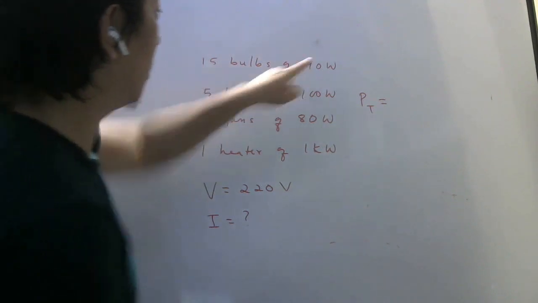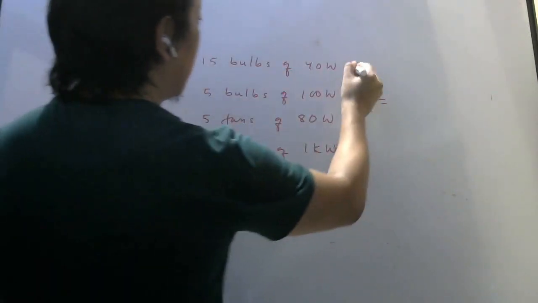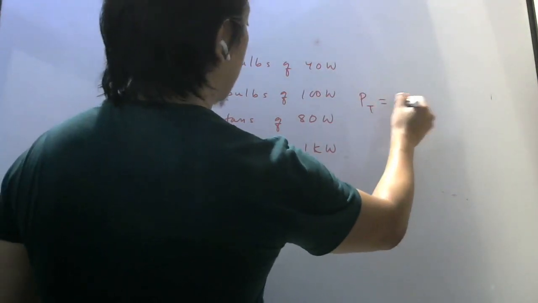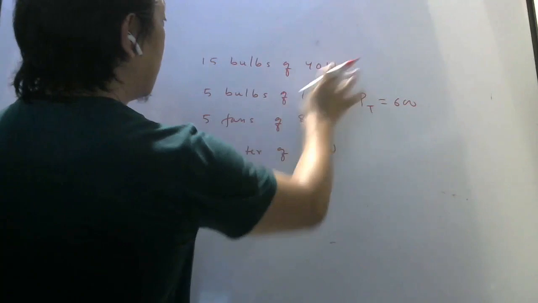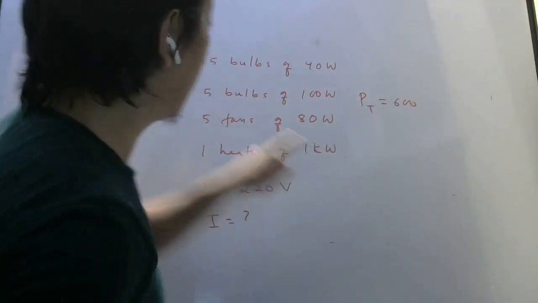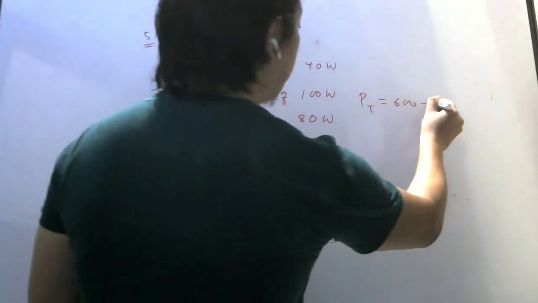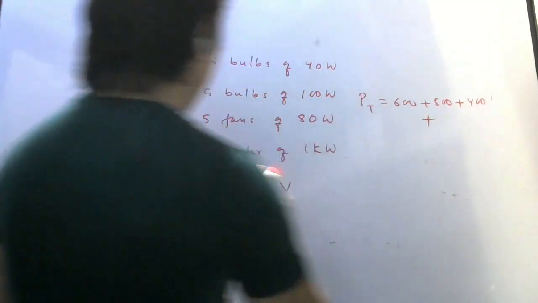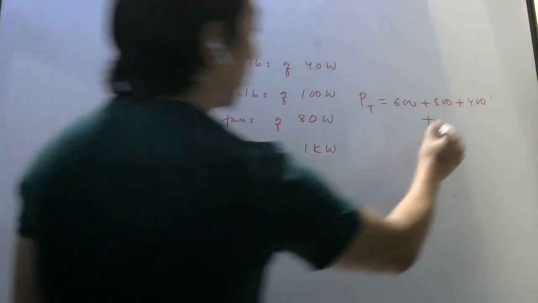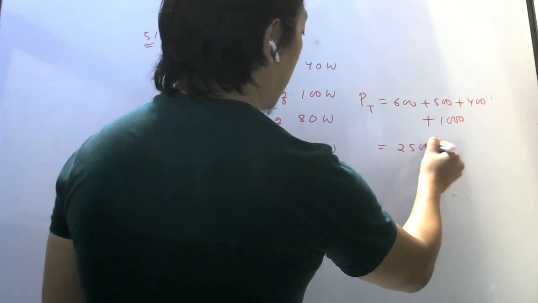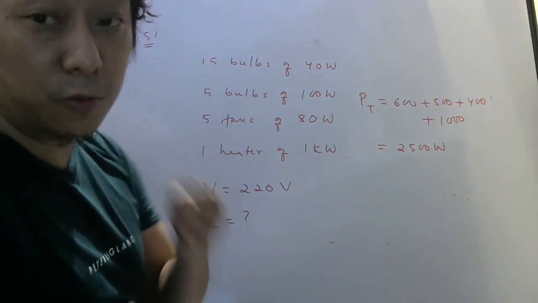15 bulbs of 40 watts. So this will consume how much watt? 15 into 40, so that will be 600 watt. So these 15 bulbs together, if they are glowing, will consume 600 watt. This will be 500 watt. This will be 5 into 80, 400 watt, plus one heater which is 1 kilowatt. 1 kilowatt means 1000 watt. So this will be 2500 watt. So that is the total power consumed by the circuit.